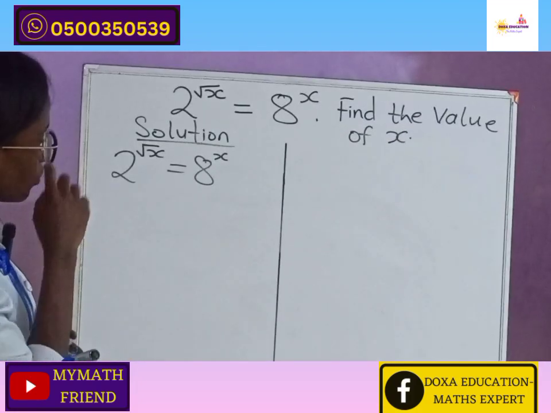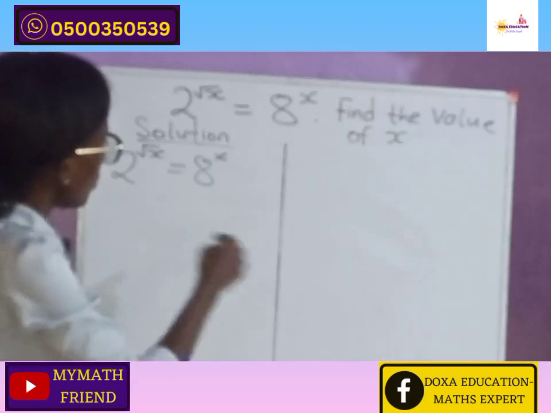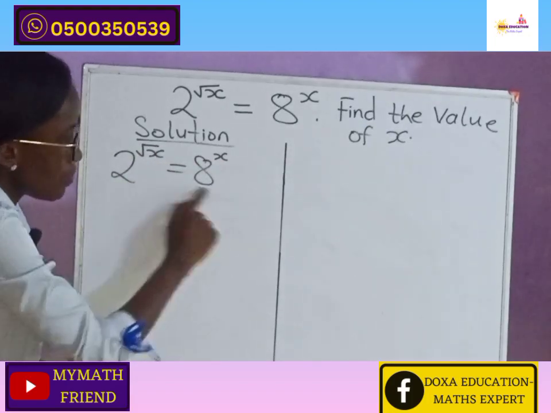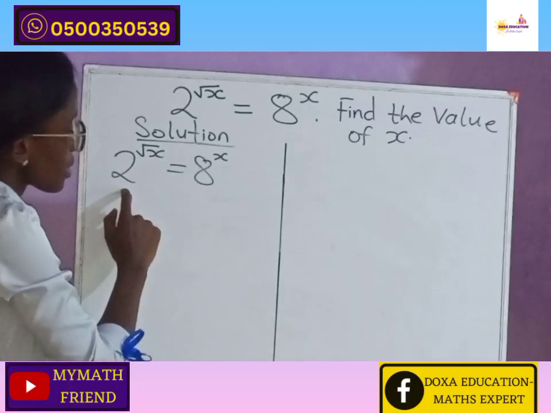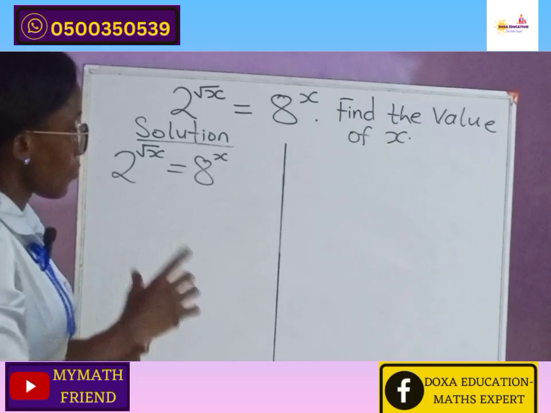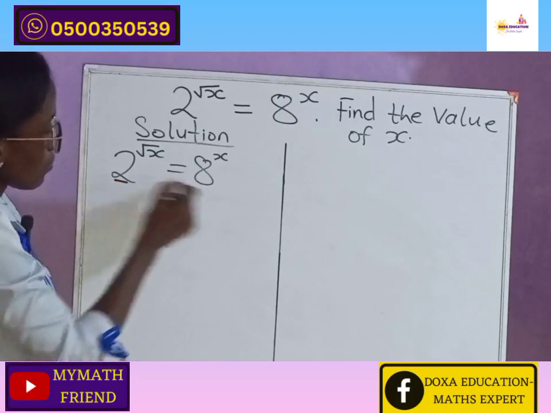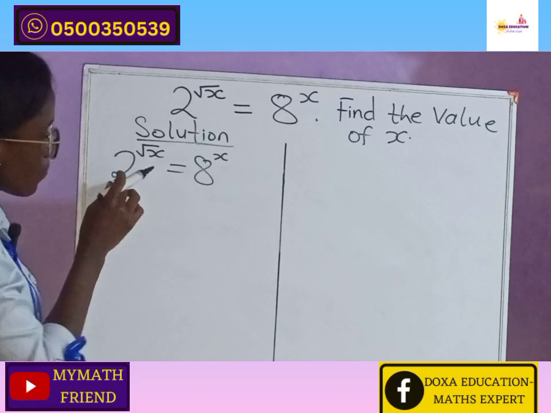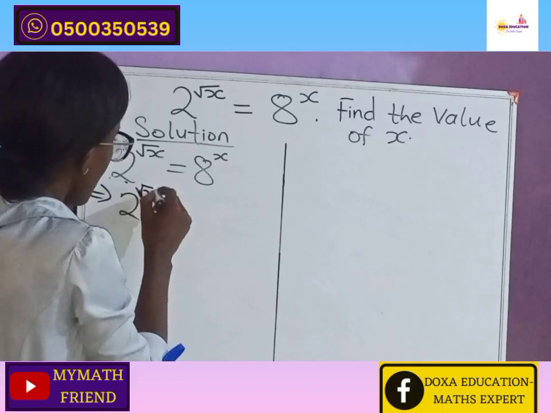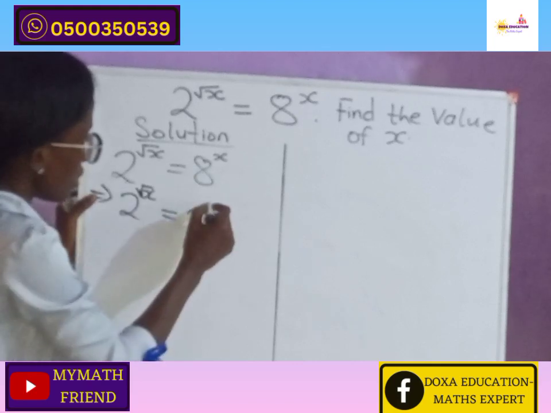So what do we do? You are finding the value of x, so you need to bring the x, which is up there, down. Before you bring it down, you have to deal with the bases that are already there, the 2 and 8. Since they are different, we first make them the same. Using 2, the smaller between 2 and 8, we change 8 to become 2 exponent 3. So we have (2 power root x) power root x equals (2 exponent 3) power x.